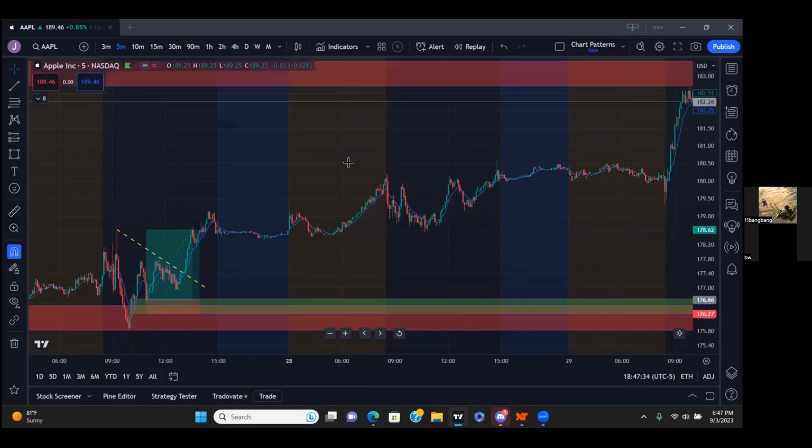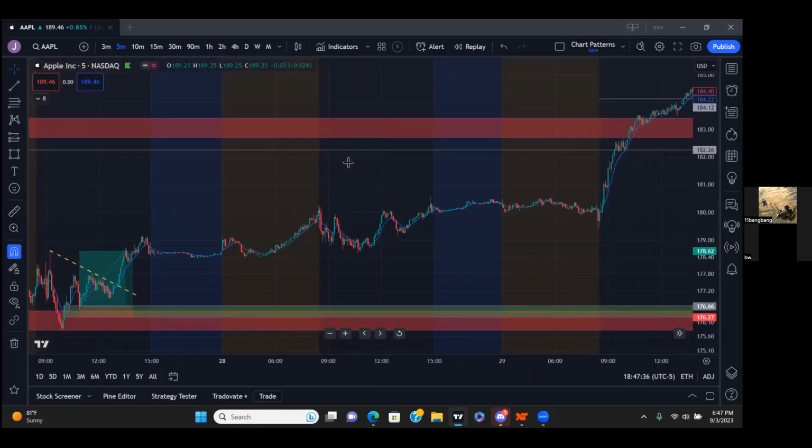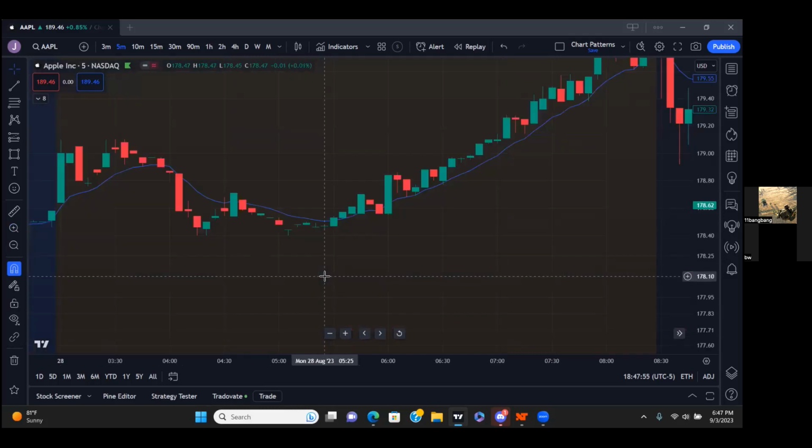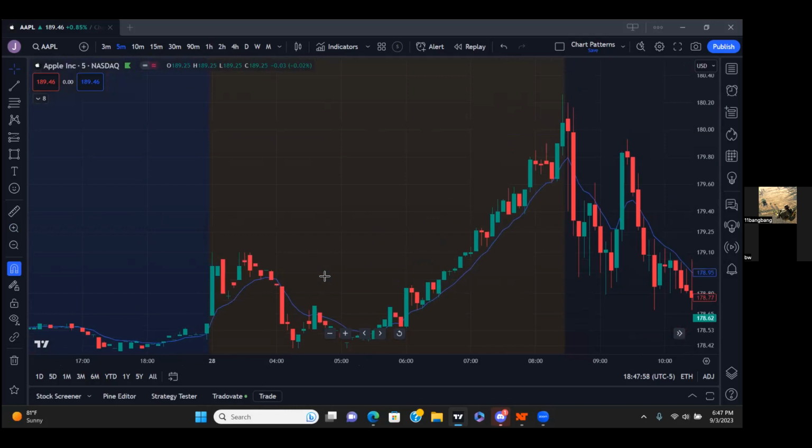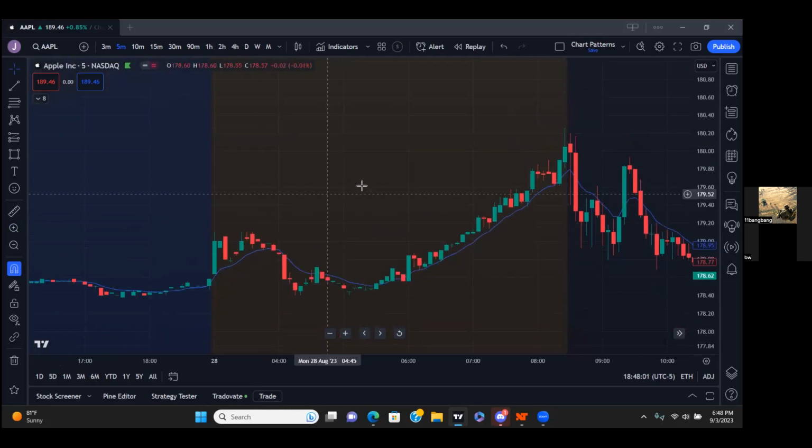We're bouncing off support. We're creating a higher high. So on Monday, let's do the same thing we did. What do we do at the beginning of the day? We marked out the pre-market highs and the pre-market lows. So the highest point of the yellow, right? Zoom out a little bit. What is the highest point of the yellow?